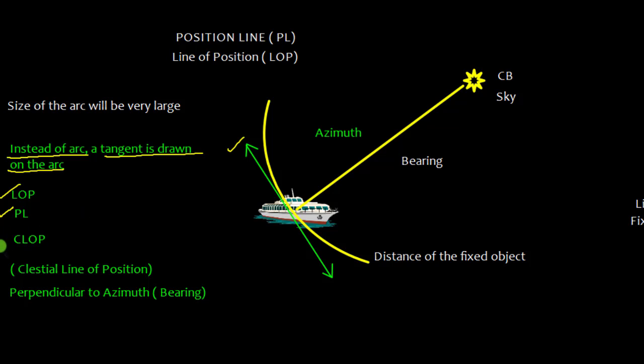The correct name can be CLOP, that is celestial line of position. Actually, these are the celestial lines of position, and if we see carefully, these lines are perpendicular to azimuth or bearing. So this is the radius, by the way, and this is the tangent. We know it very well that the tangent is always perpendicular to the radius, and that's why the PL is always perpendicular to azimuth or bearing.